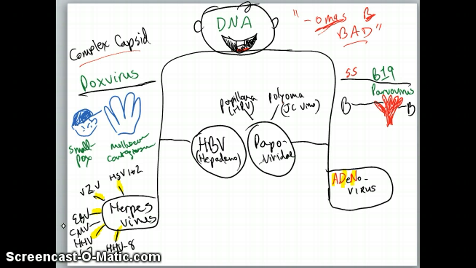HSV2 is going to lie latent in the sacral dorsal root ganglia, and it's going to cause genital herpes and neonatal herpes. HHV3, which is VZV, lies latent in the thoracolumbar DRG, and it causes chickenpox or shingles. Shingles has a dermatomal pattern. Chickenpox coalesces on the erythematous base, and they look like dewdrops on a rose petal. Tzanck smear, multinucleated giant cells.